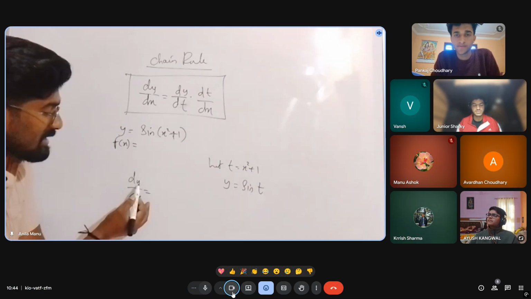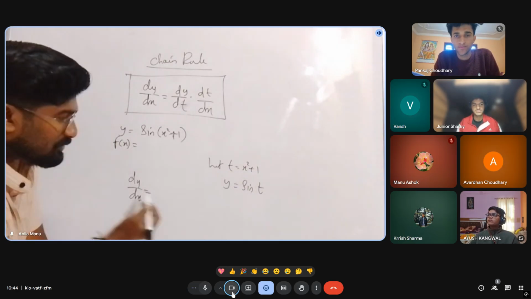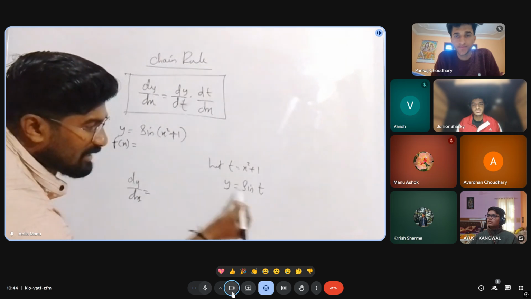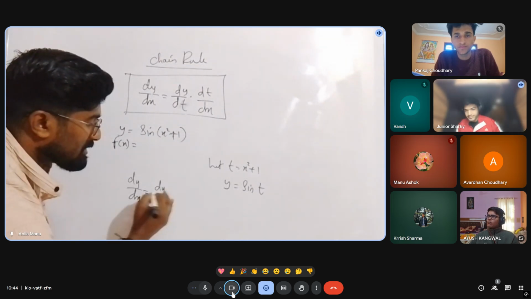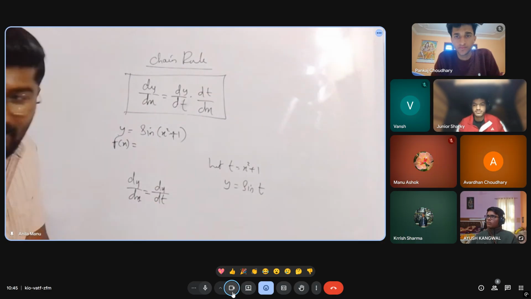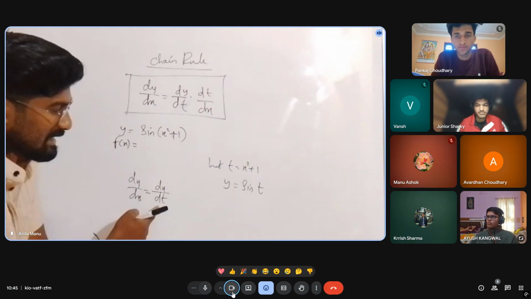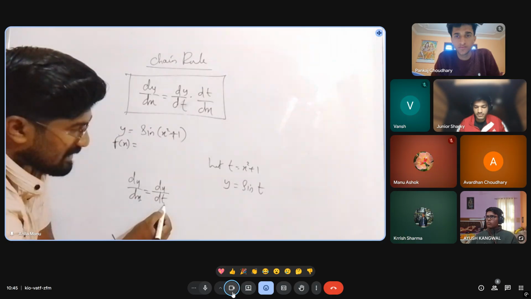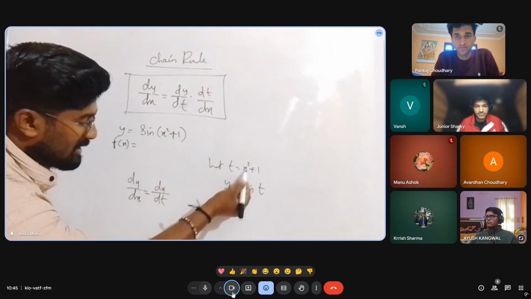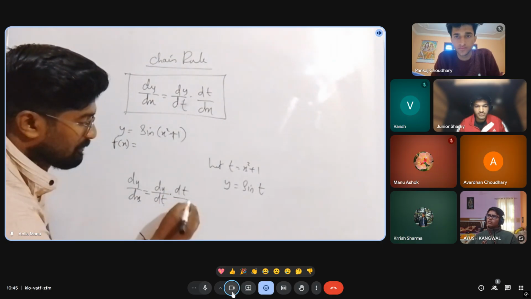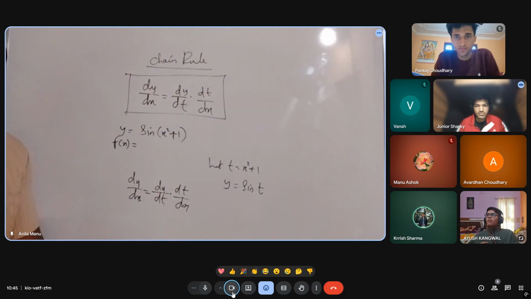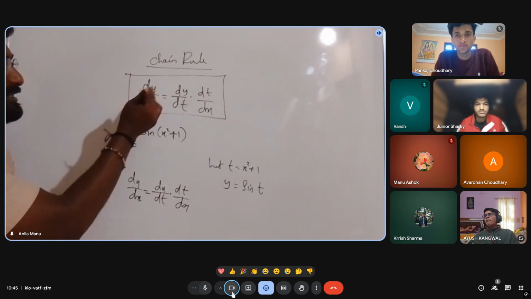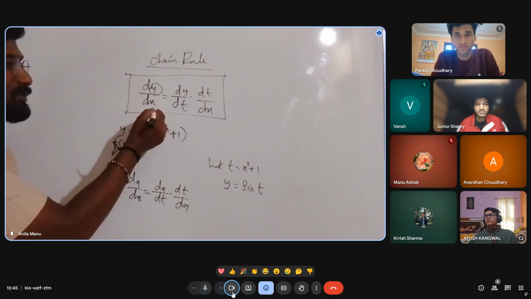We are starting with the y. So how to start it with y? y contains variable t. So if you want to differentiate y, you can differentiate that with the t only. So dy by dt. Now go to t. t contains variable x. So dt divided by dx. This I have written here. Getting or not? You have to differentiate the function y with respect to x.